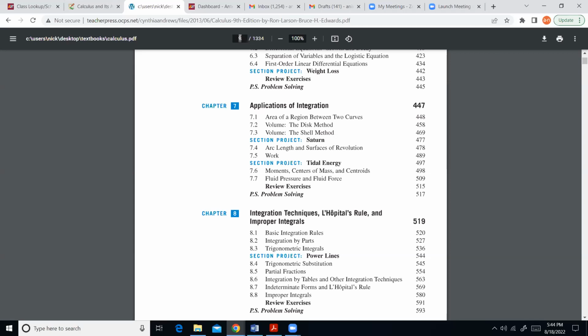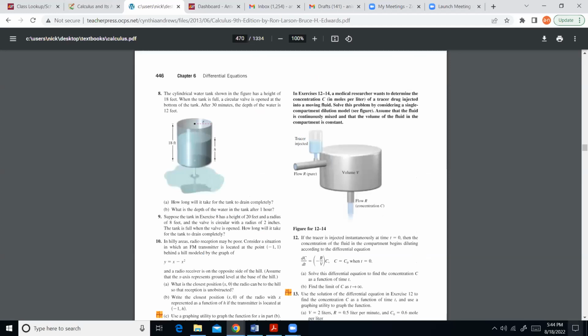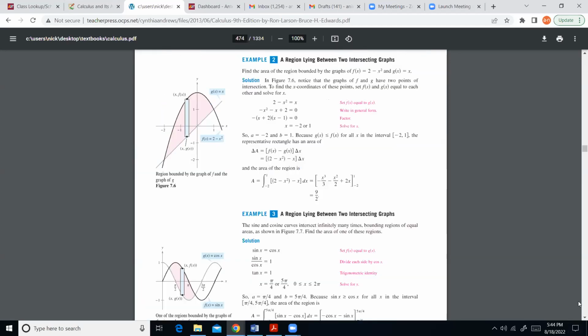So anyways, page 448 is where we were. To get there, I'll add like 25 or so, so it'll be like 470 or in that area approximately. So we'll get to chapter 7 this way.